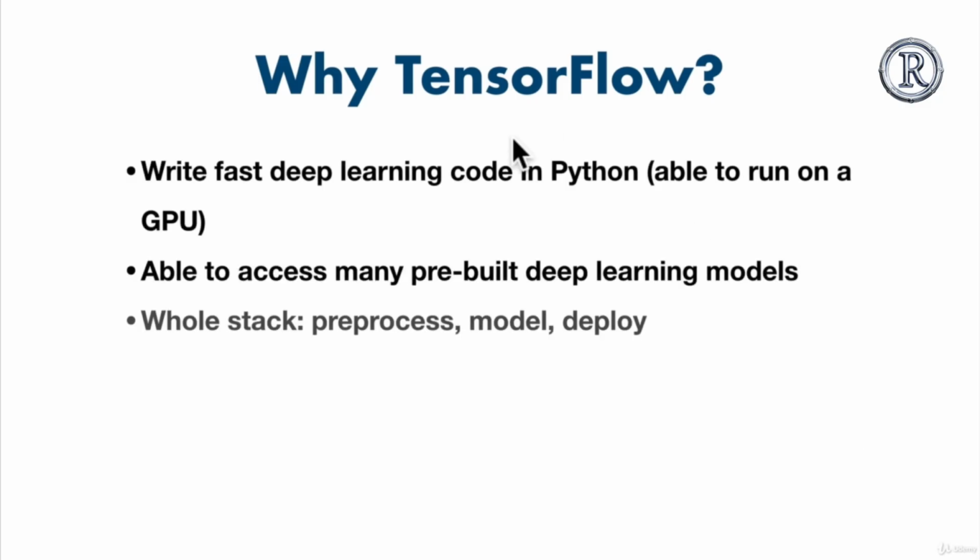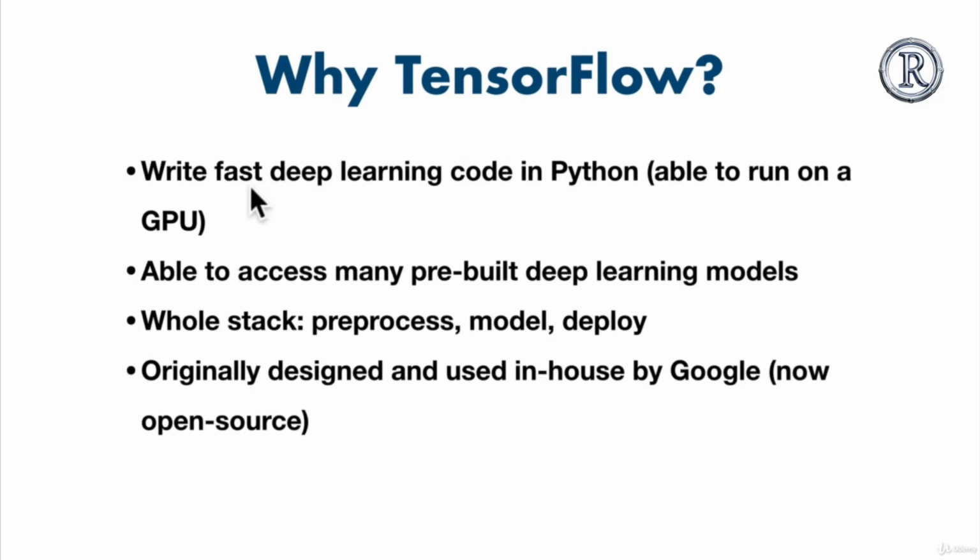Now, why TensorFlow? Well, the most important thing is that we can write fast deep learning code in Python. What I mean by fast is that it's code able to run on a GPU. And if you're not sure what a GPU is, don't worry, we'll check that in a second. And TensorFlow is able to access many pre-built deep learning models. Now this is important. Like scikit-learn has a bunch of machine learning models built into it, we've already seen scikit-learn, TensorFlow also has the ability to access pre-built deep learning models. So we'll see how to do that in the upcoming project.